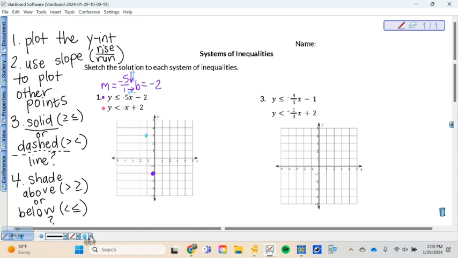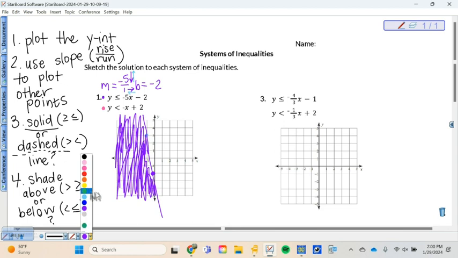Now, do I need a solid or a dashed line? Solid. Got my line. And then do I shade above or below? Below. It's less than, so I shade below. So that's over here. Okay, and is that it? Am I done? No, I have another line to graph.